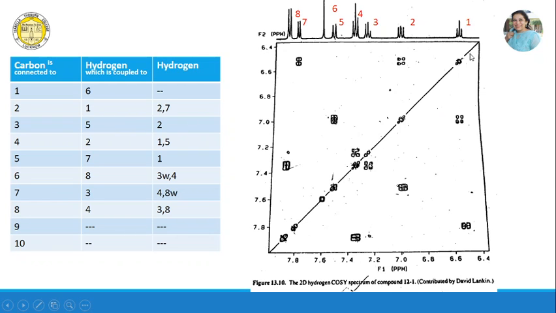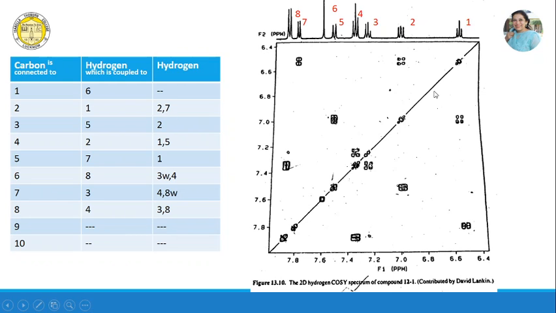So let us see. On both sides, we have taken a hydrogen spectrum. Since it is a homonuclear COSY, this diagonal line will have peaks, and this information we are able to derive straight away from 1D, so it is not very important. Now let us see what happens. For the first peak, if you draw a horizontal line, it is coupled to the second proton and to the 7th. So first I write second and 7th.